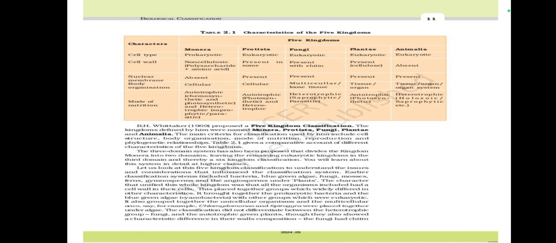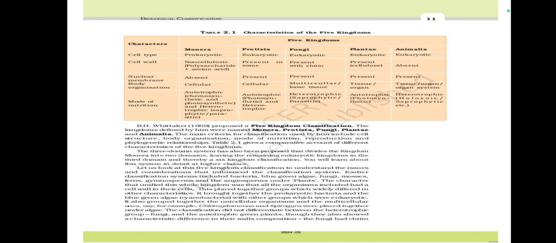Nuclear membrane: Monera, absent. Protista, nuclear membrane present. Fungi, nuclear membrane present. Plantae, nuclear membrane present. Animalia, nuclear membrane present. Body organization: Monera, cellular. Protista, cellular. Fungi, multicellular. Plantae, tissue organs. Animalia, tissue organ systems.